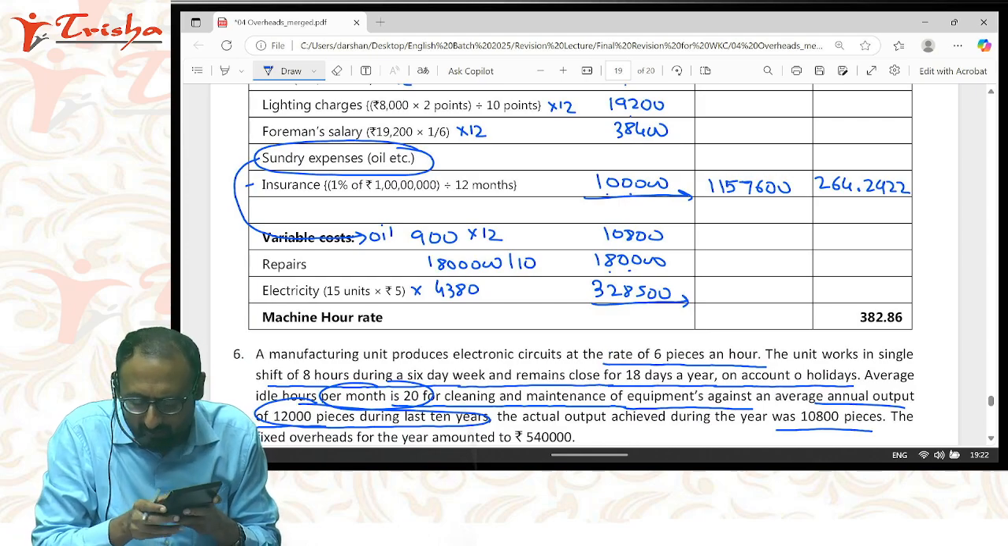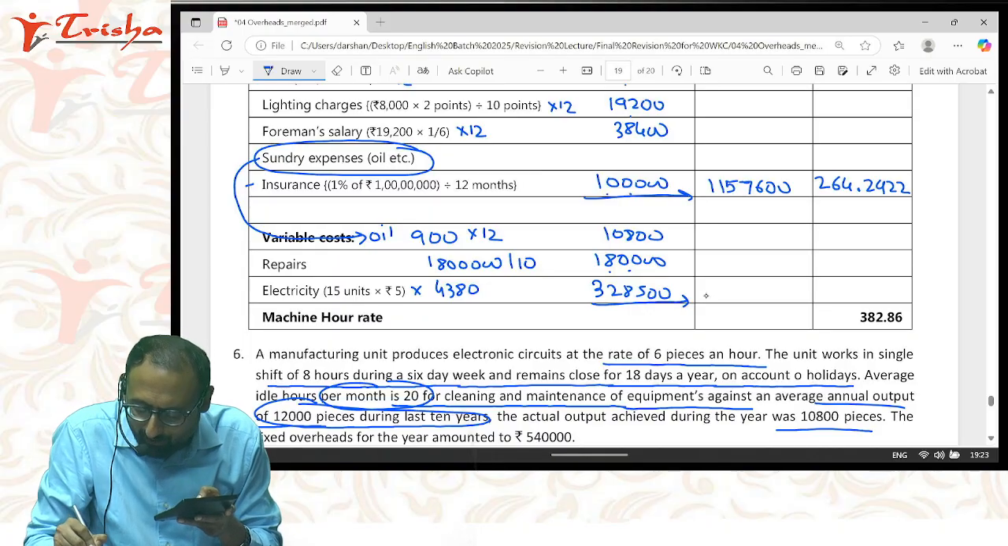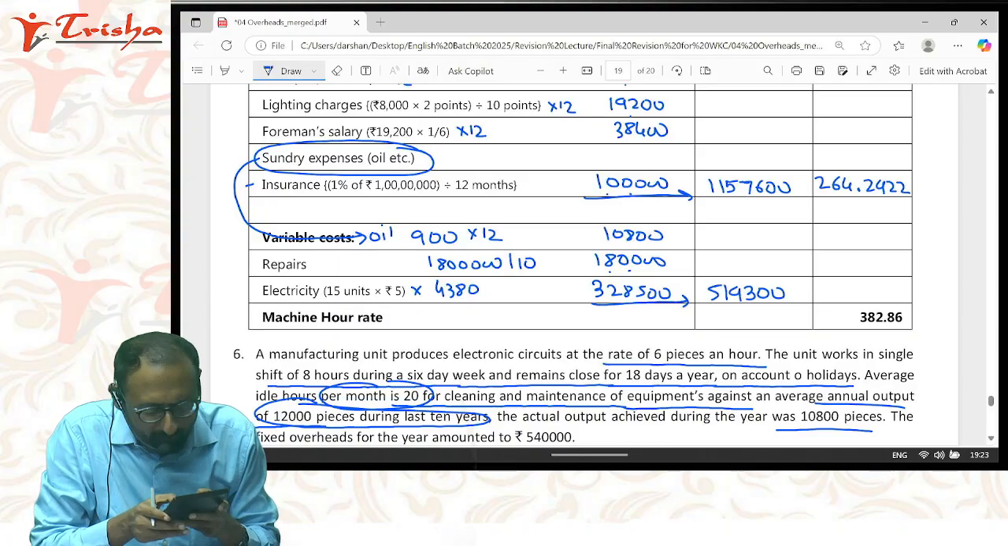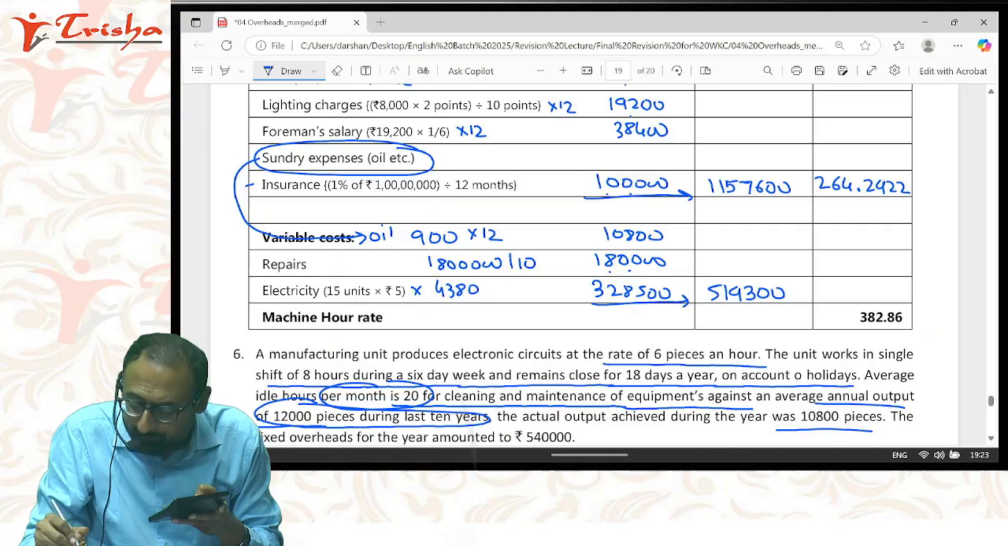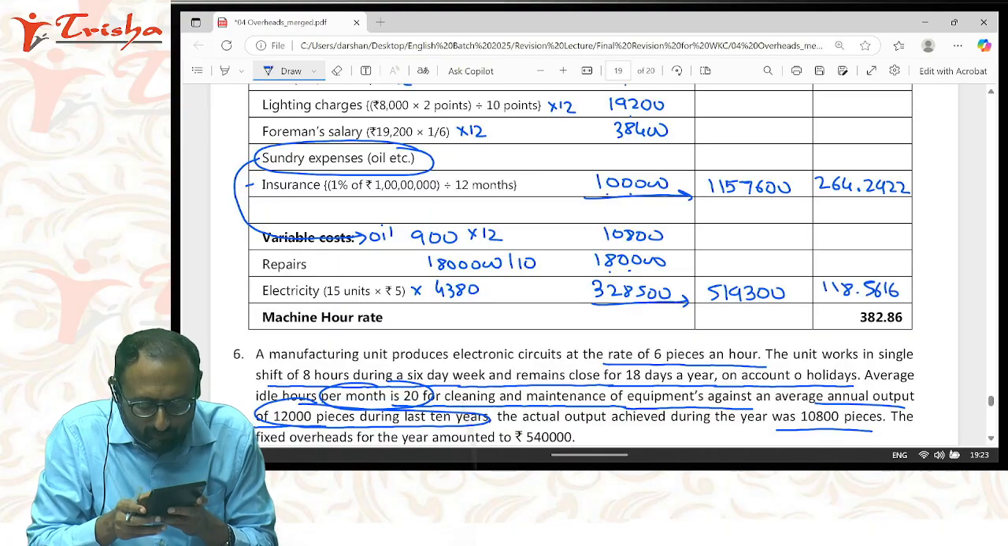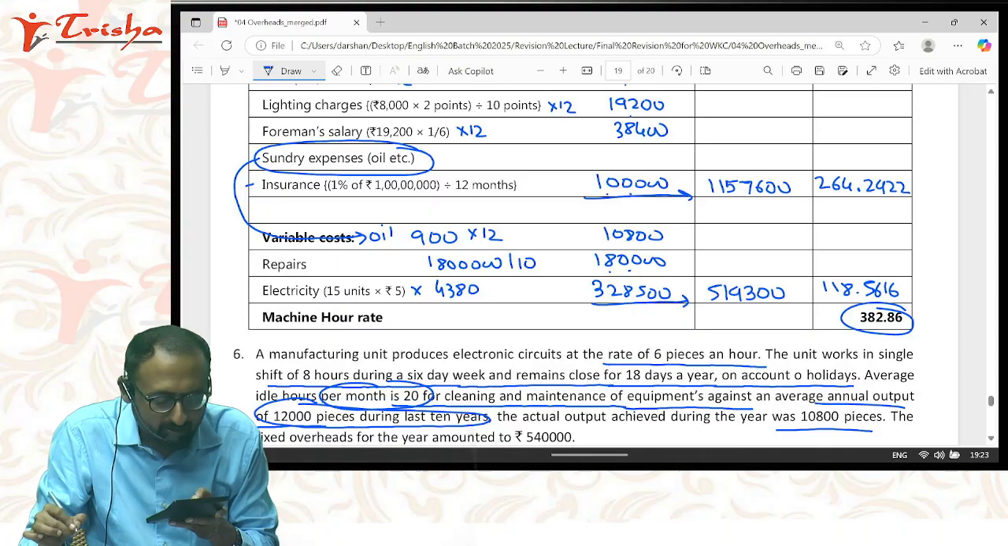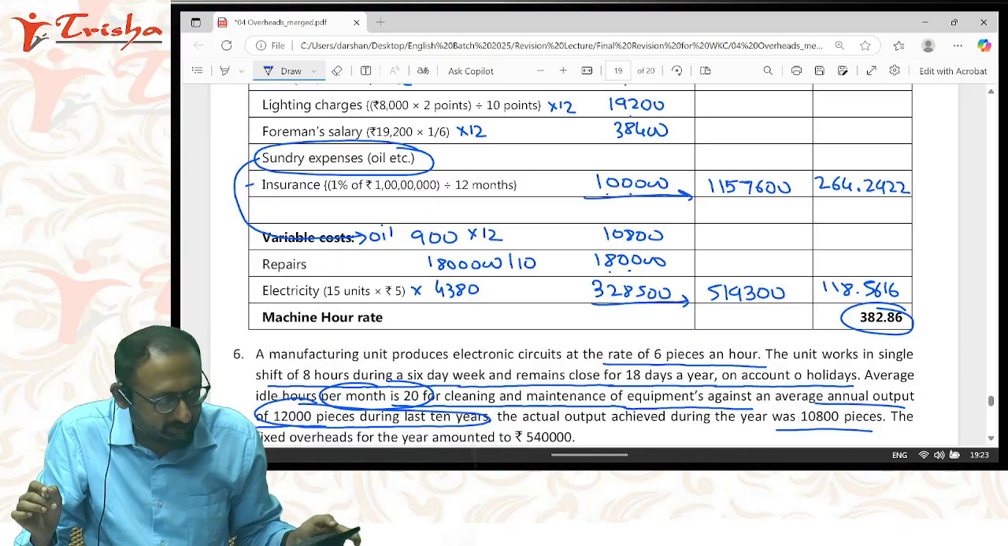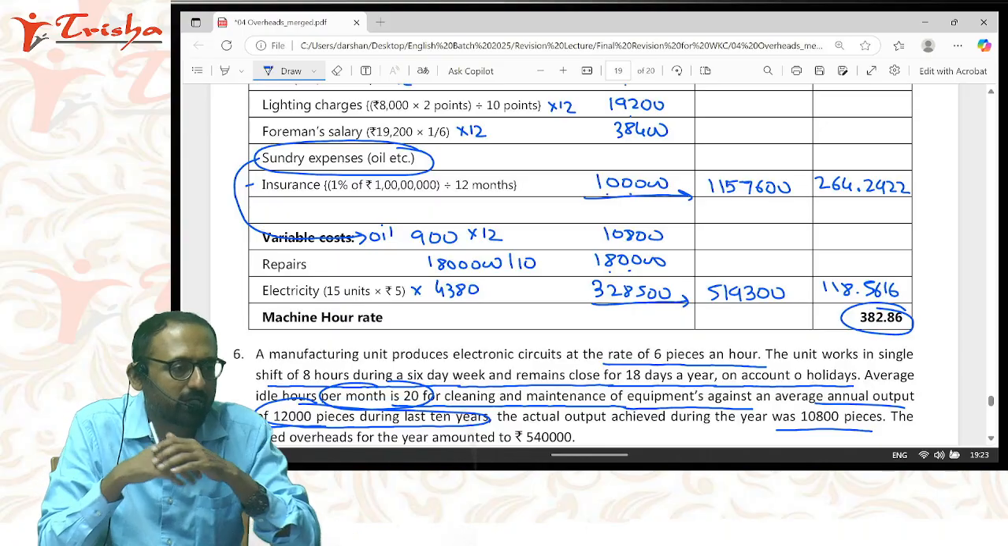Take a total of the variable expenses, Sirji. Variable expenses will be 10,800, 1,80,000, 328,500. I think so, 5,19,300. Yes or no? Divided by 4380 hours. So 118.5616 plus 264.2922. Your answer comes to 382.86 approximately.